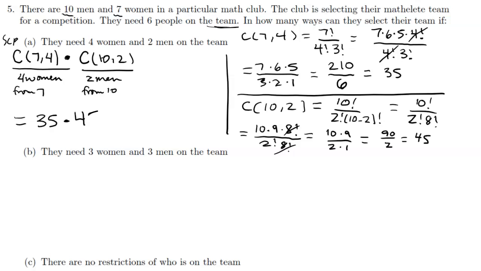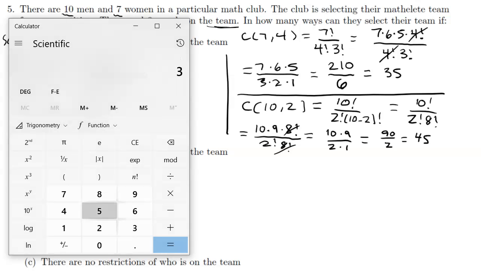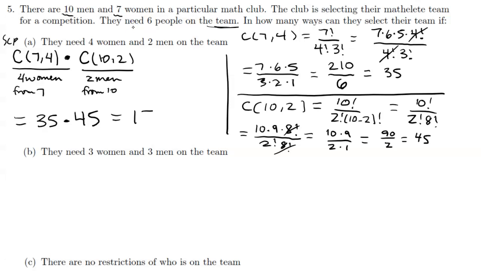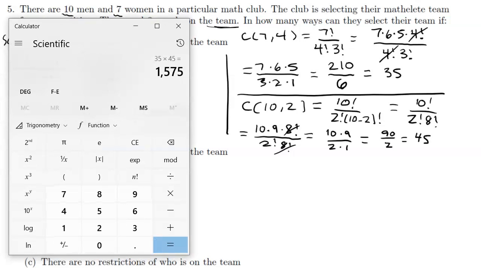So 35 ways to pick the women and 45 ways to pick the men. So 35 times 45 is 1,575 ways. Oops, got my numbers mixed up. Let's see, did I do it right? Yeah.